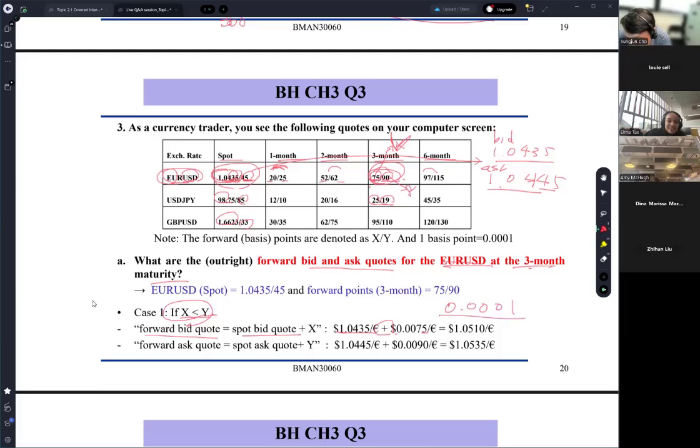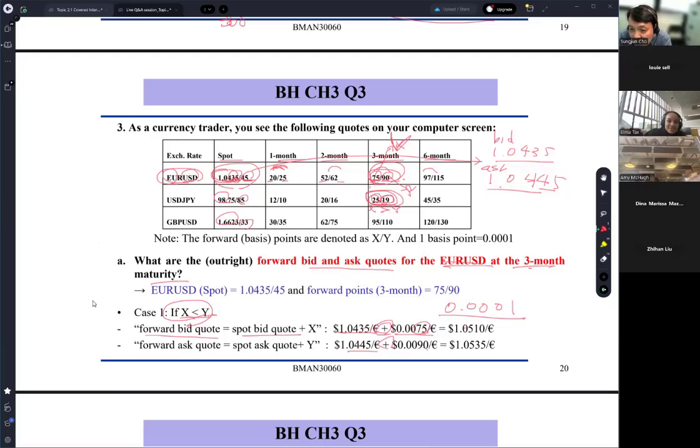0.0001 is 1 basis point, so this is 75 basis points. The 75 means 75 basis points, which is 0.0075. So you have to add it: 75 to bid, 90 basis points to ask. What about the other case? If X, the first one, is bigger than Y, you have to subtract this one from the bid price and subtract this one from the ask price.